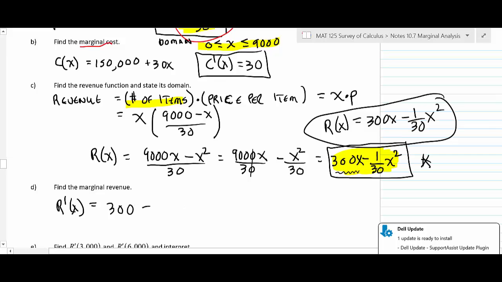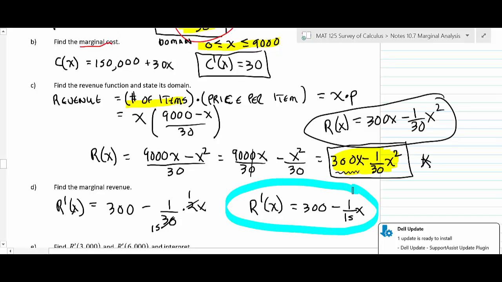How do you do the derivative of 1/30 x squared? You write the constant, and then you multiply it by the derivative of x squared, which is 2x. So that's going to be 1/30 times 2x. Now you can reduce that 2 over 30 to 1 over 15. You're just dividing both of those by 2. So what you get is R prime, the marginal revenue, is 300 minus 1/15 x. That would be the function that's giving you the rate of change of how the revenue is changing as x changes. x is the production level.